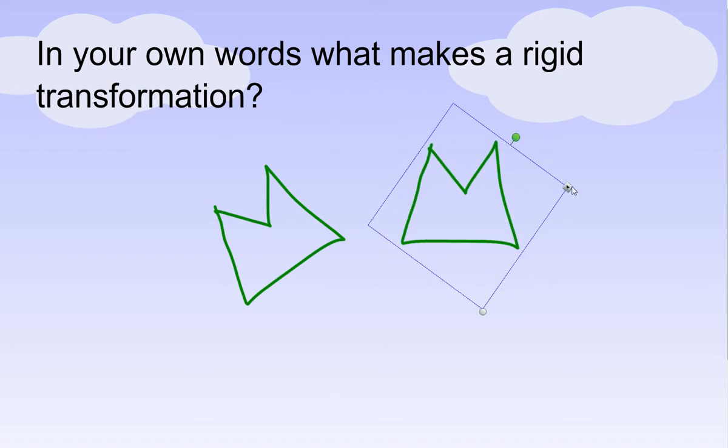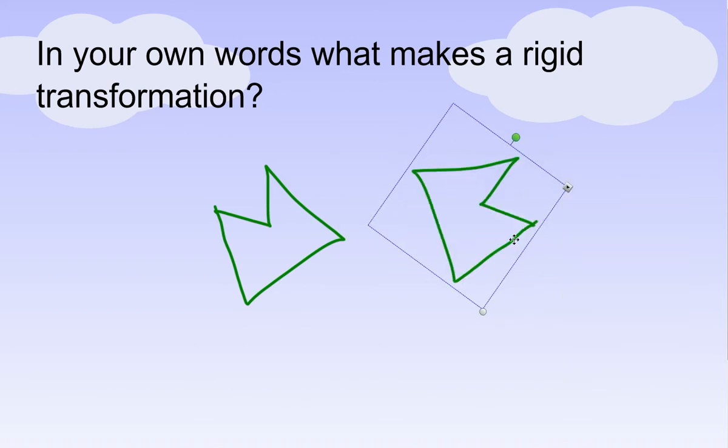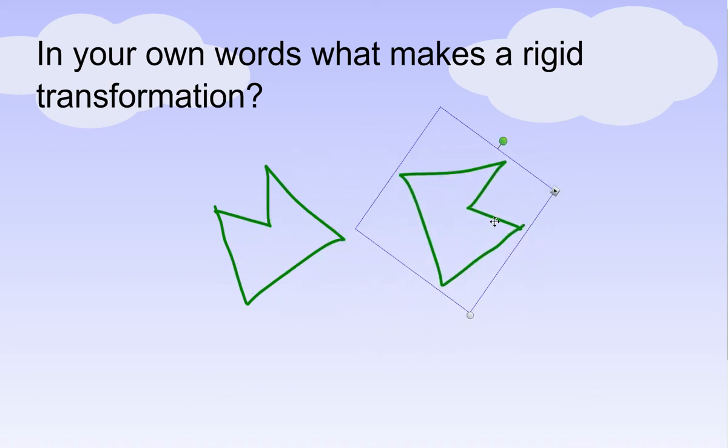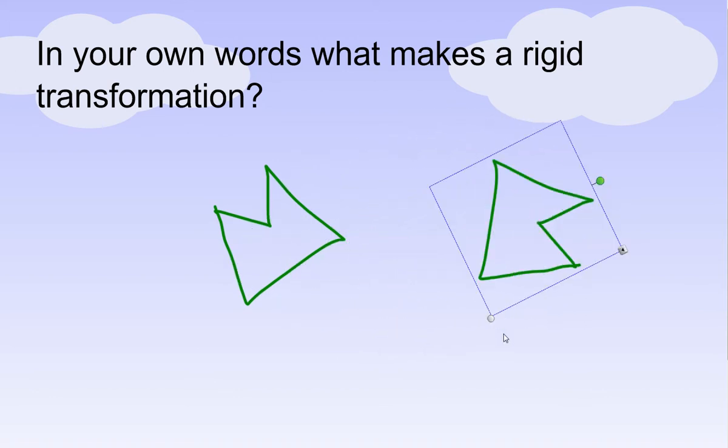So I can rotate it, I can flip it, left, right, there it is. Still, it's the exact same shape. I can slide it, I can rotate some more. Those are rigid transformations because my original shape did not change. The angles are the same, the side lengths are the same, they're clones of each other.